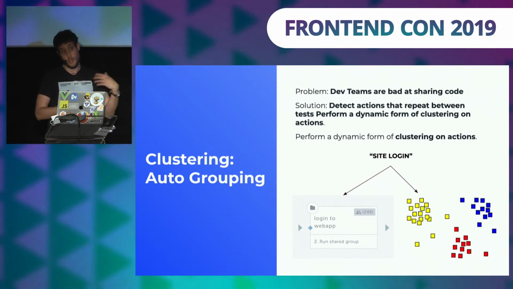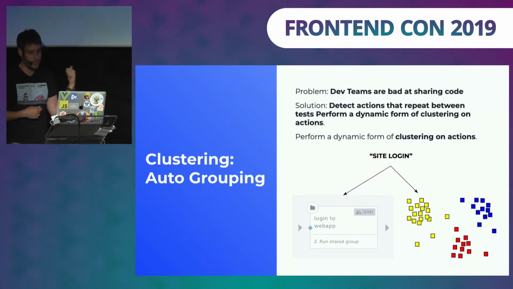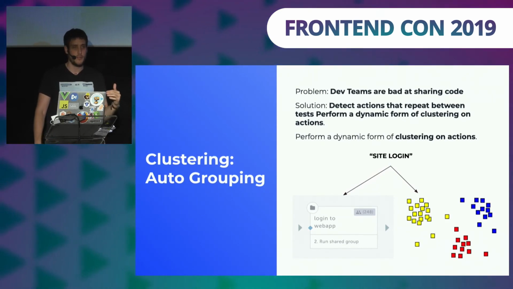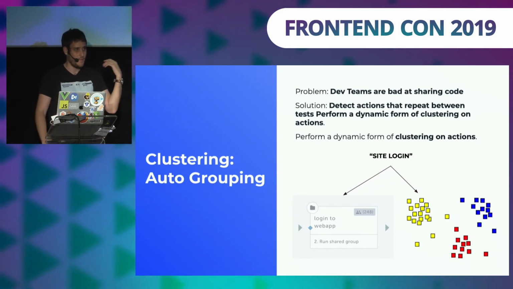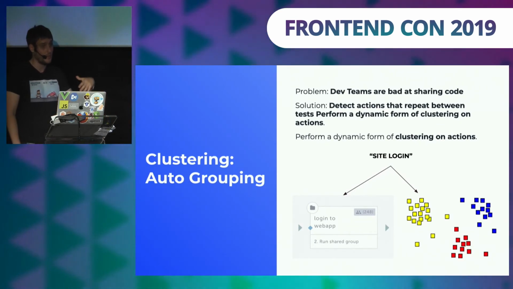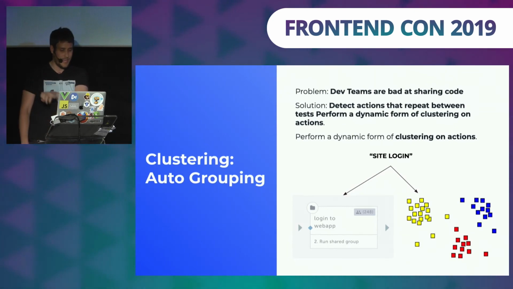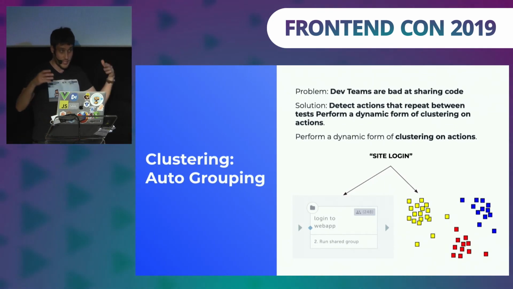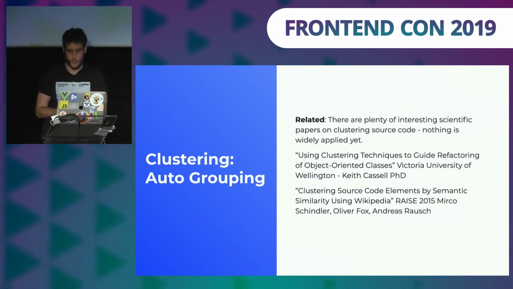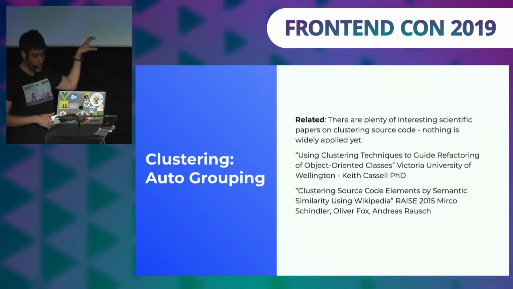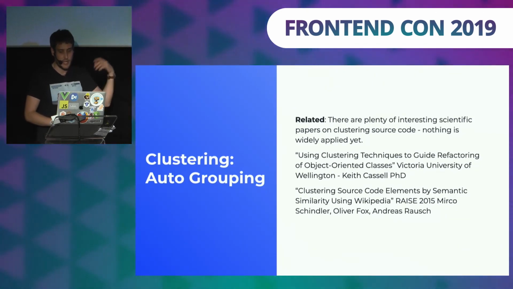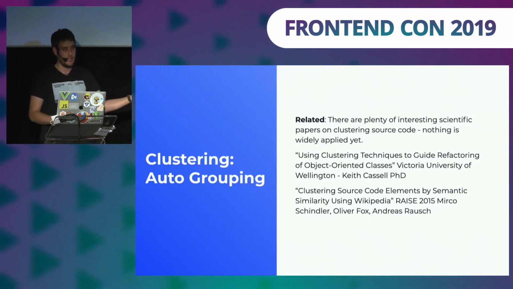So you can use clustering. This is the thing we do, where you take similar sequences of function calls and you group them together. You extract functions automatically. The idea is that if you have actions that repeat over and over on your page, you will get automatic code sharing, and so on. Now, we didn't invent this. There are two interesting scientific papers about this, if anyone is interested in reading into it, about clustering source code based on similarity.